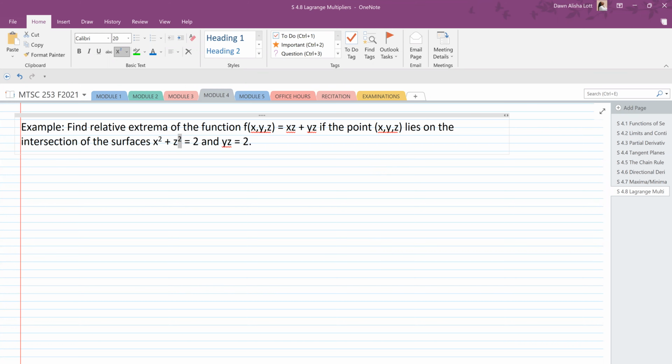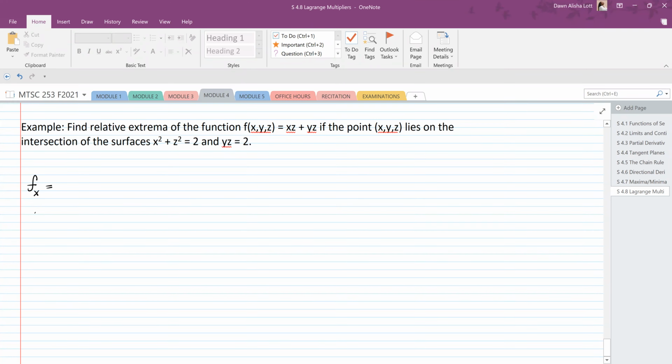You ready to give me these 3 gradients? We need fx, fy, fz, we need gx, gy, gz, and we need hx, hy, and hz. Can you fill all of those in for me right now?